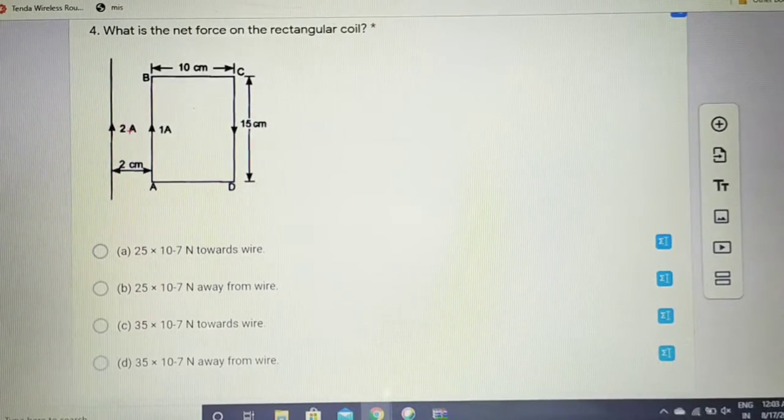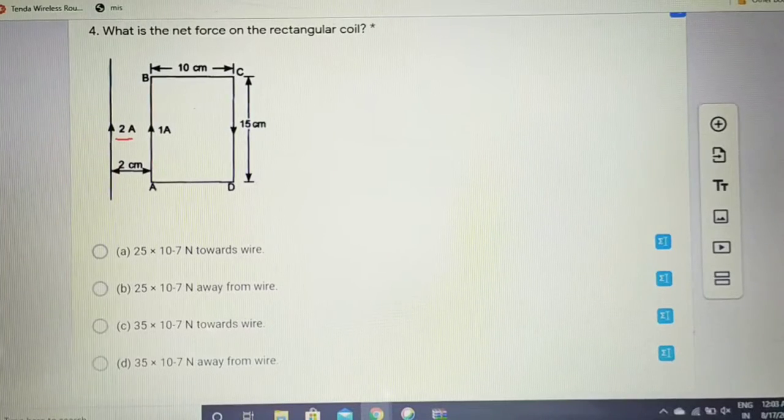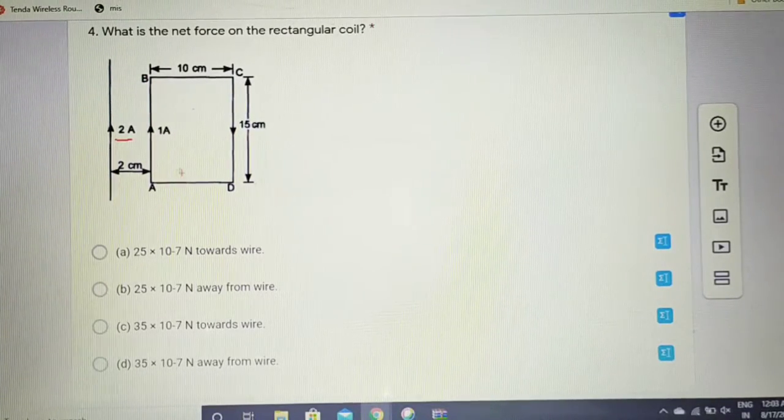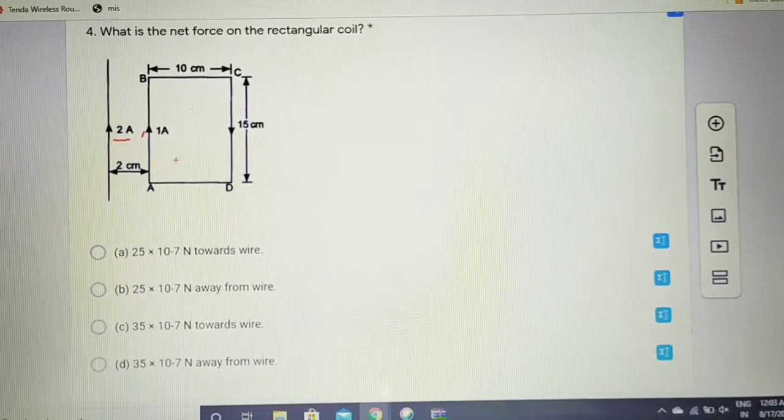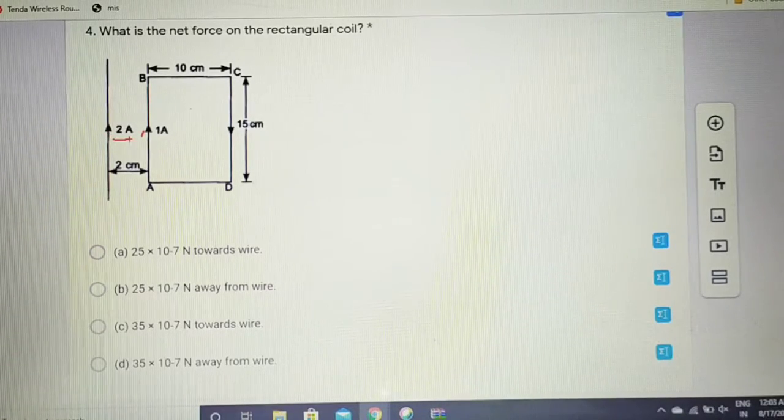This is a wire carrying 2 ampere current, and this is the coil. We have to find the net force on this rectangular coil due to this current carrying wire, and this coil is also carrying current. You see here upward it is carrying 1 ampere of current, and the current is also flowing in the clockwise direction. So this coil is carrying 1 ampere of current, and due to this wire carrying 2 ampere of current, we have to find the net force on this rectangular coil. You can see the dimensions of the coil.